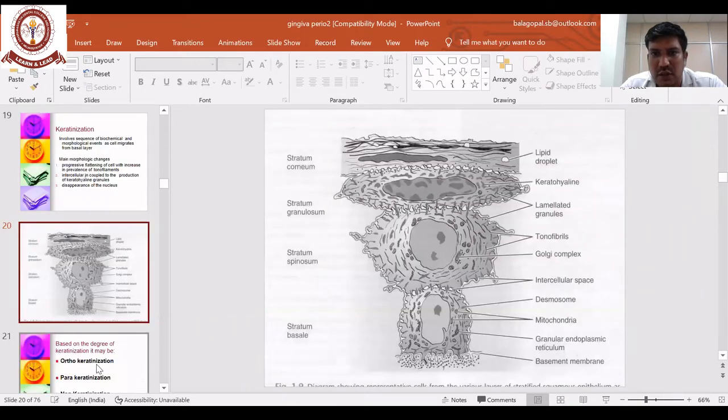So this is the process of keratinization. We see the epithelial layer classified as stratum corneum, stratum granulosum, stratum spinosum, and stratum basale. In this, we can see the nucleus disappearing as it goes to the stratum corneum. So this is the process of keratinization.